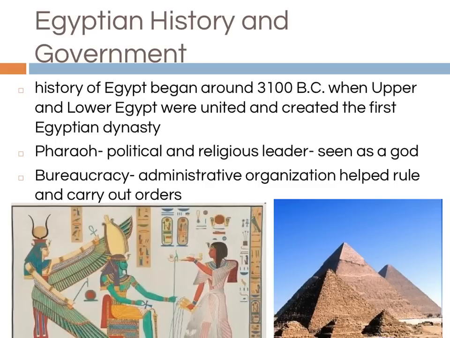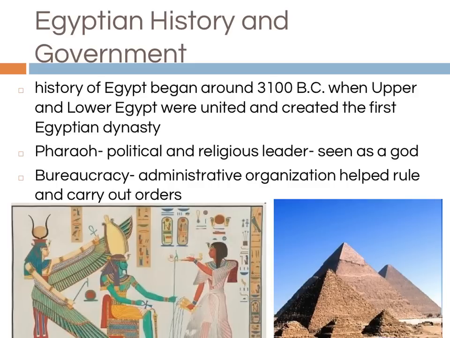So the history of Egypt officially began around 3100 BCE, when Upper and Lower Egypt were united and created the first Egyptian dynasty. Dynasty is a key word you should know. A dynasty is just when a title, such as king or pharaoh, is passed down through a family. The pharaoh of Egypt is the political and religious leader.